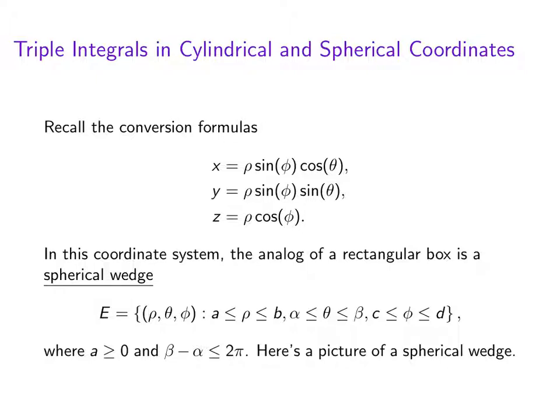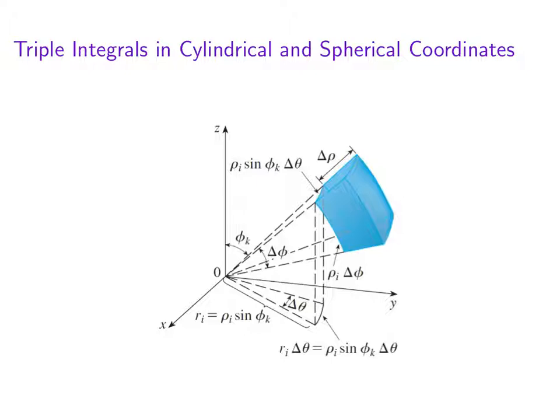Let's show a picture of a spherical wedge. This is a spherical wedge. This picture is a little bit busy, but really what's going on here is that the bounds on all three coordinates are constants.